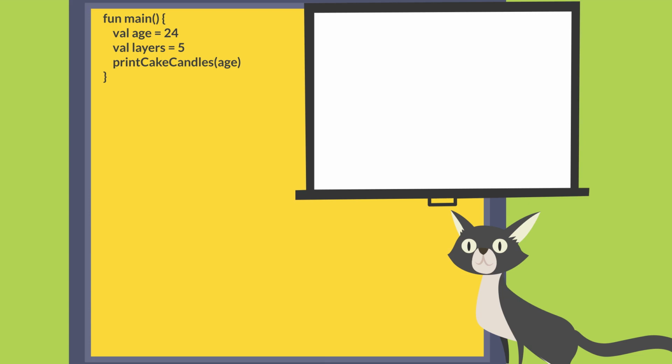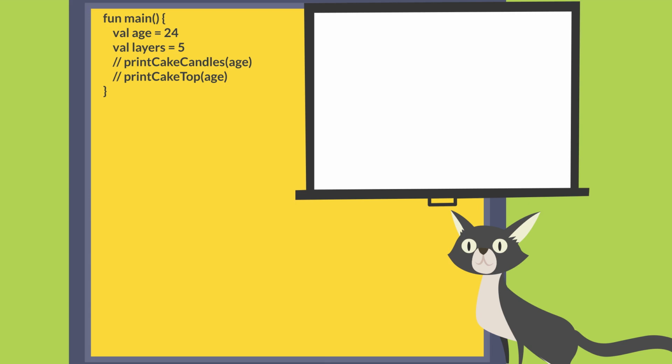3. In main function, call the function printCakeCandles function and pass in the age. This will leave you with an error because you haven't created that function yet. 4. To eliminate the error, comment out the function call by adding a double slash at the beginning of the line.